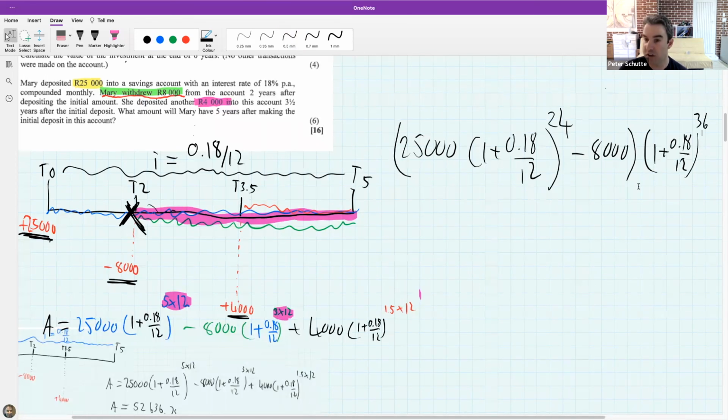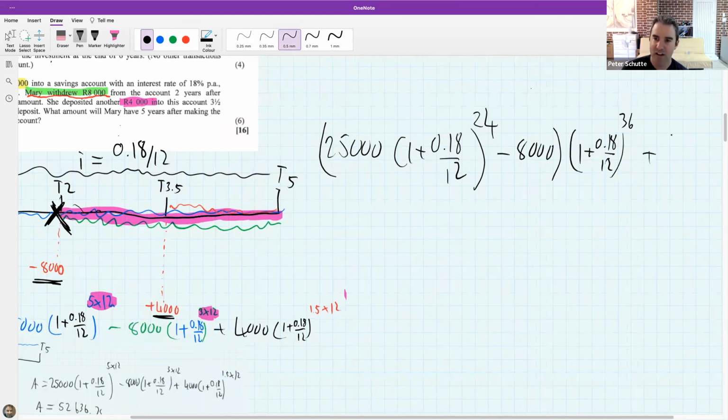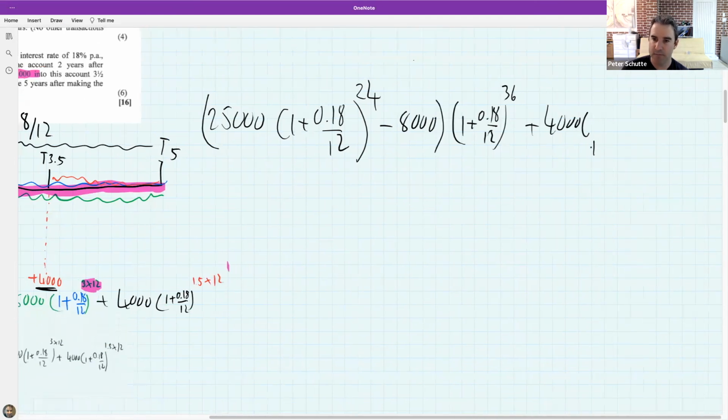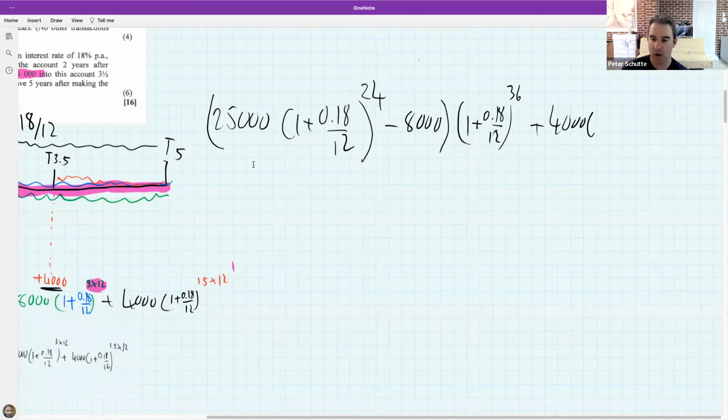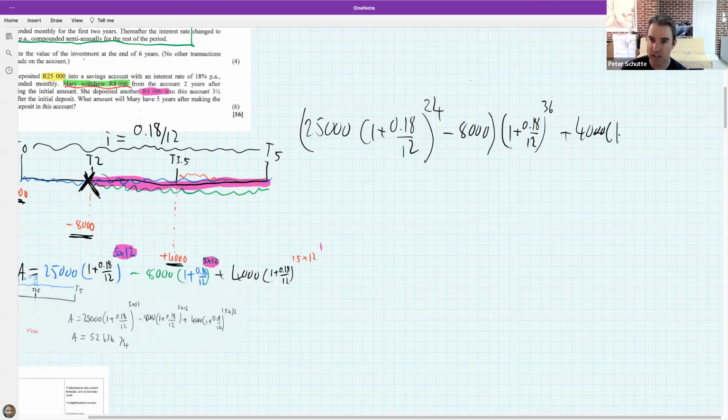You're still not even done because you still have to worry about the 4,000, which has to grow for 1.5 years. Now my recommended way isn't like this. It's to use what I showed initially, but it can work. So this would be 1.5 years, a year and a half times 12 would be 18. That would give you the right answer.